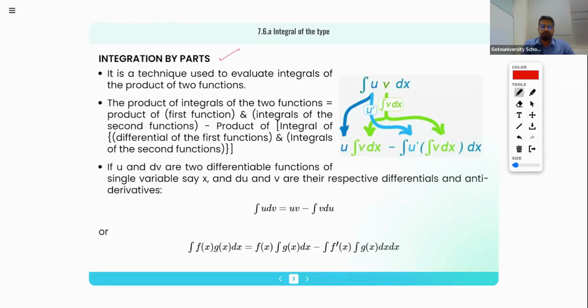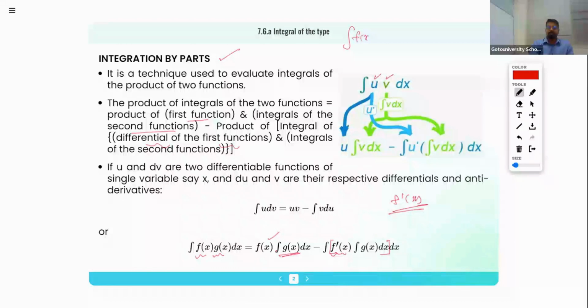The integral of the product of the two functions is given as follows. Suppose u is the first function and v is the second function. Let us replace them as f of x and g of x. See this explanation. It says the integral of a product of two functions is equal to the first function as it is, into the integral of the second function, minus the integral of the differential coefficient of the first function, that is, its differentiation, into the integral of g of x dx. I'll tell you which is the first function and which is the second function.